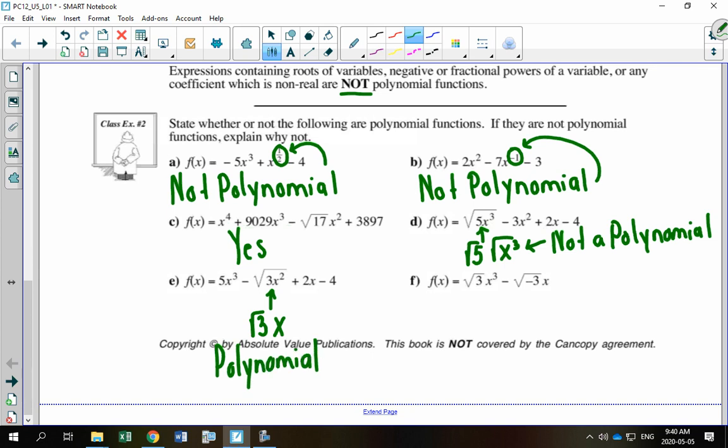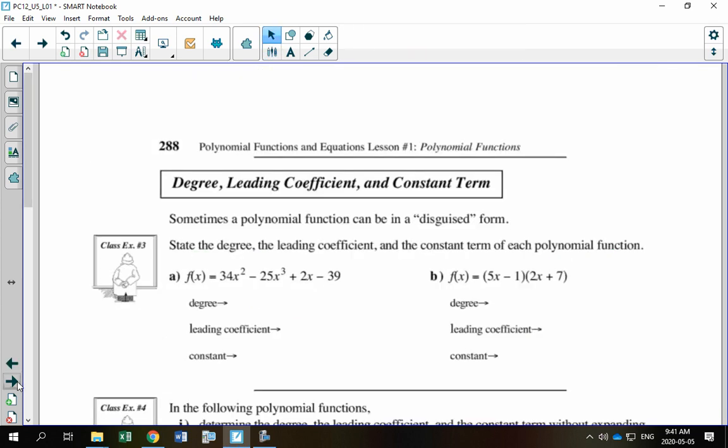Okay, and then the last one here, this would not be a polynomial because can you take the square root of a negative number? No, so not a polynomial. That is not a real number. Okay, so just a quick review, identifying polynomials.